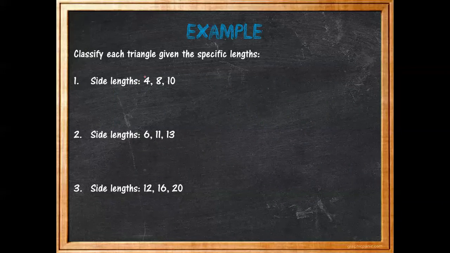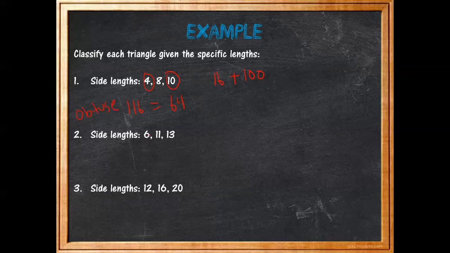Now here we want to classify each triangle given its specific lengths. So take the two smaller ones, 4 and 10, and we want to square those and add them together. 4 times 4 is 16, plus 10 times 10 is 100. 16 plus 100 is 116. Here it's 64. So since 116 is bigger than 64, this is an obtuse triangle.